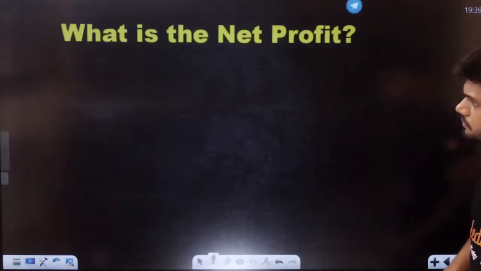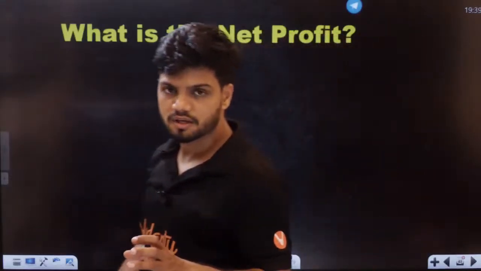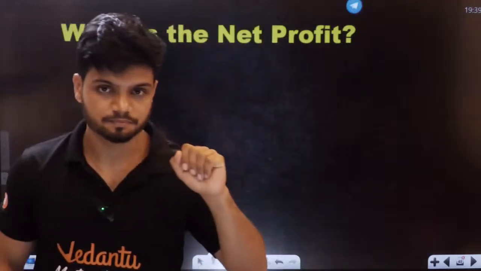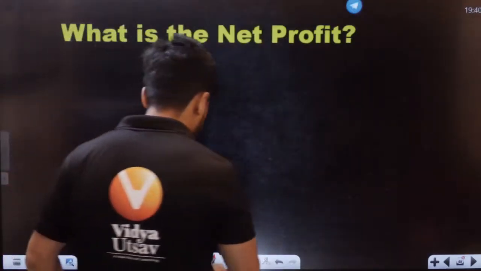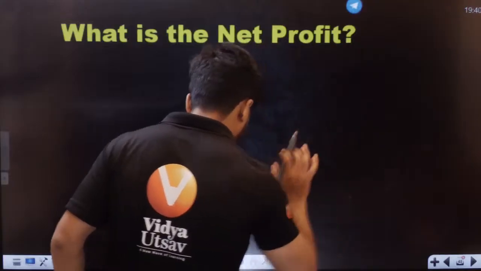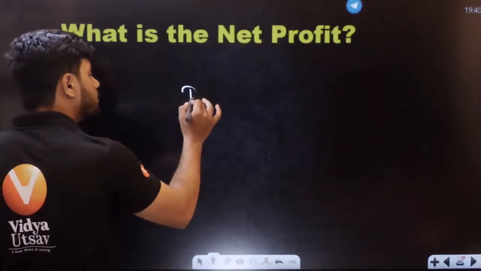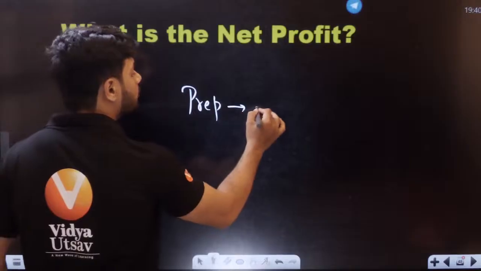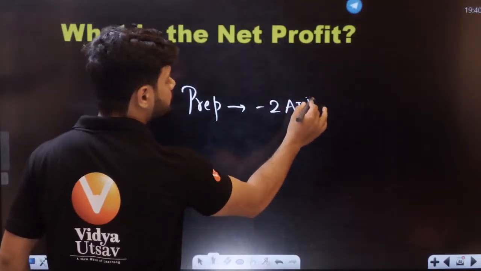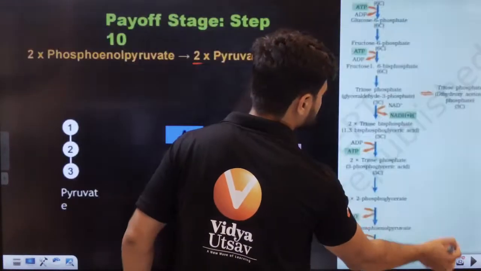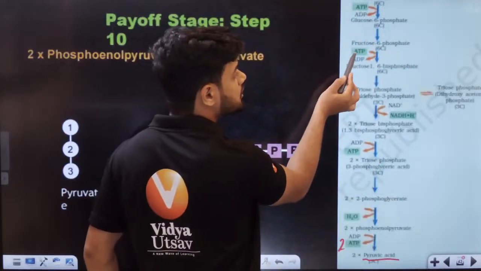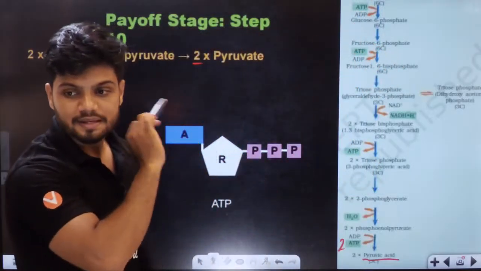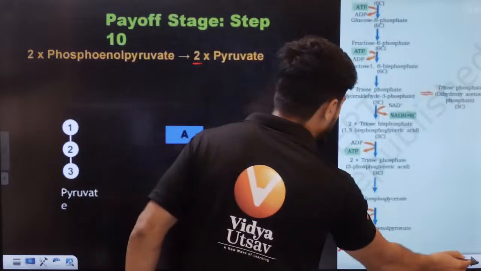Okay. Now, sometimes in examination they can ask you what is the net profit here. Okay, let's see. What exactly is the net profit, students? Understand. In the preparatory stage, minus 2 ATP. Yes or no? Here, you can see, one ATP is lost here, one ATP is lost here. In two places the ATP is lost. So minus 2 ATP, students.